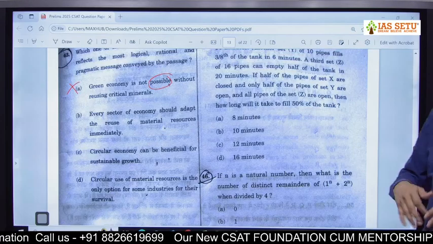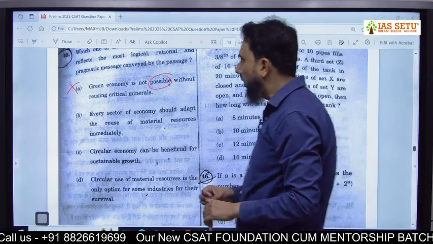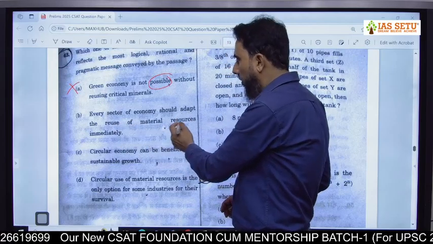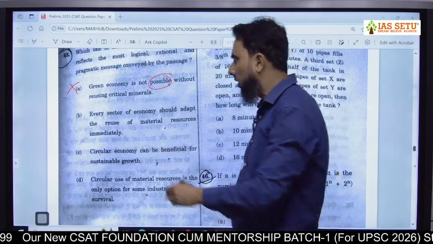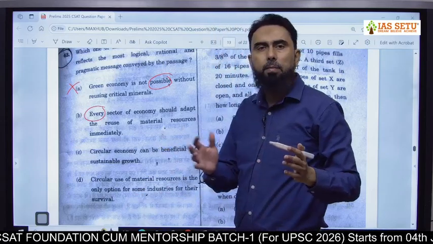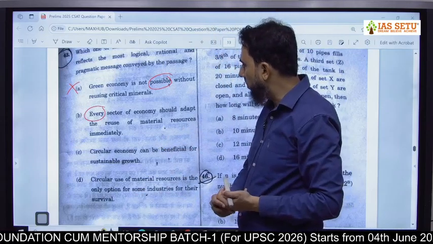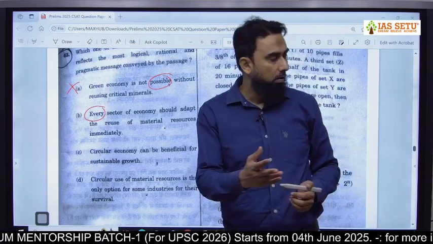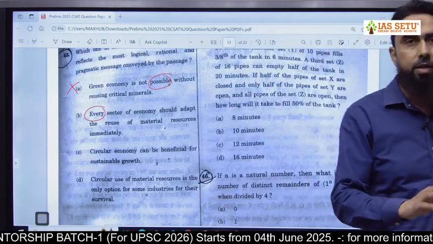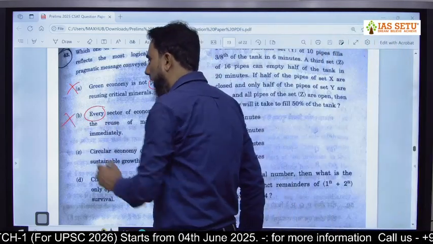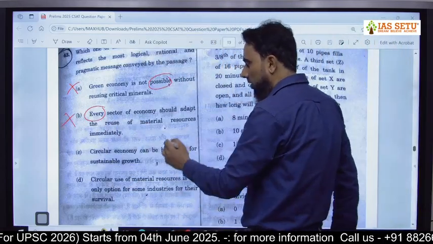Though he has emphasized reusage and recycling. Every sector of the economy should adopt the reuse of material resources immediately, but it talks about every sector. The author has spoken generally about batteries and those, right? So every sector should adopt the reuse. Then in every sector, whether the reuse, the recycling has a scope or not. So B is also incorrect. The author has not included all sectors of the economy.